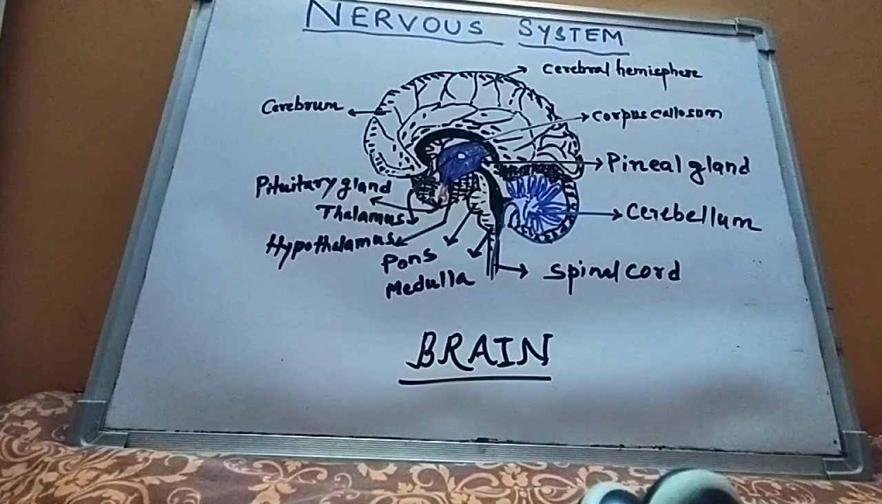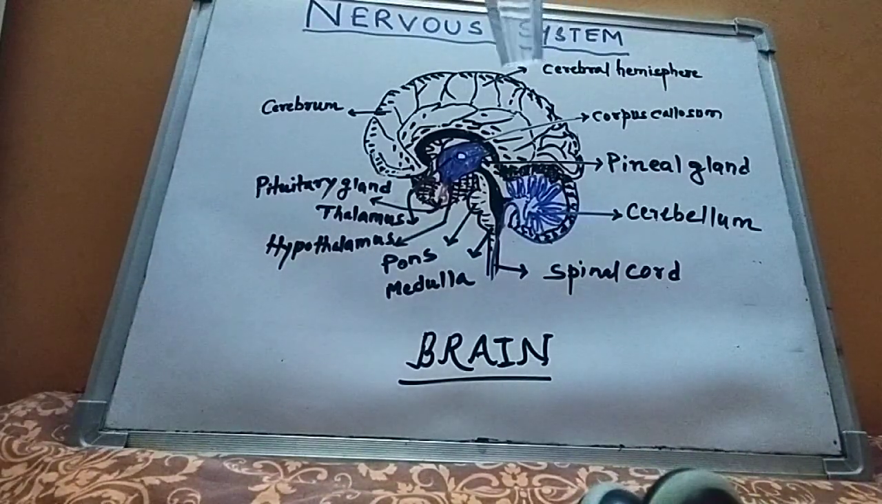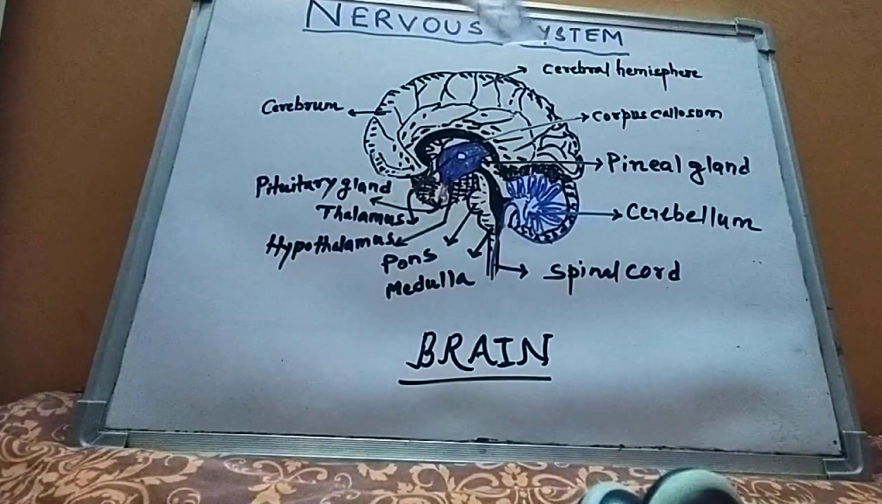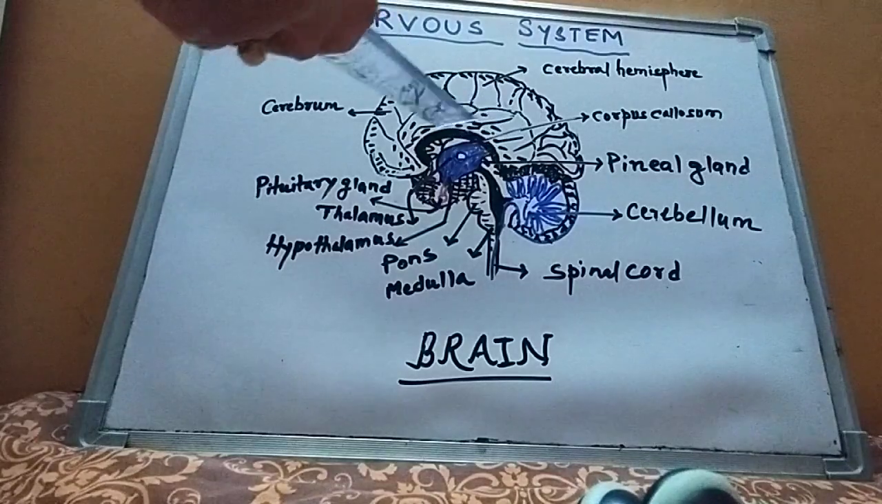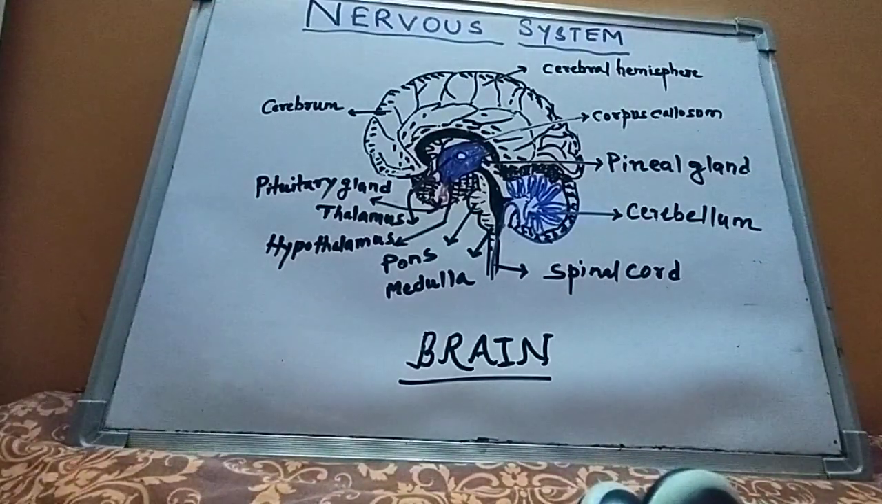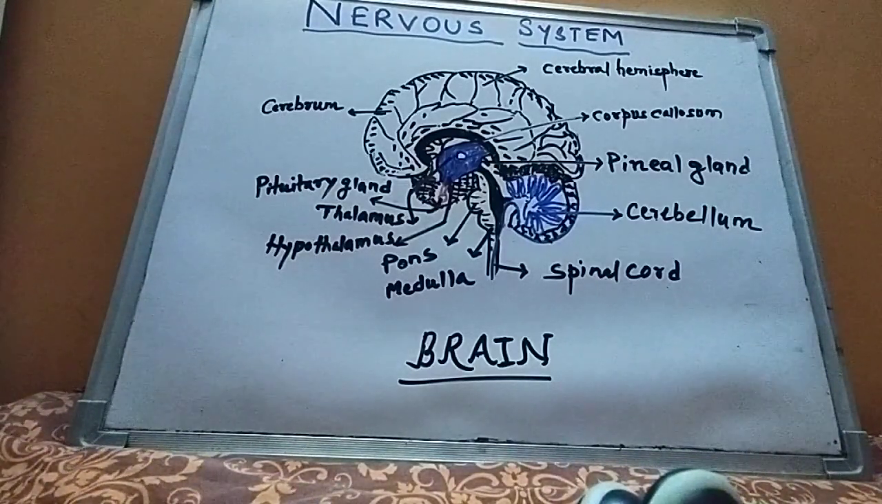Starting from the first part called cerebrum, which is the largest portion of the brain. You can see this is cerebrum, and it is divided into two portions which are known as cerebral hemispheres, and these cerebral hemispheres are divided by a band of tissue called corpus callosum. You can see this darkened layer is called corpus callosum, which divides the cerebrum into two parts of cerebral hemisphere.